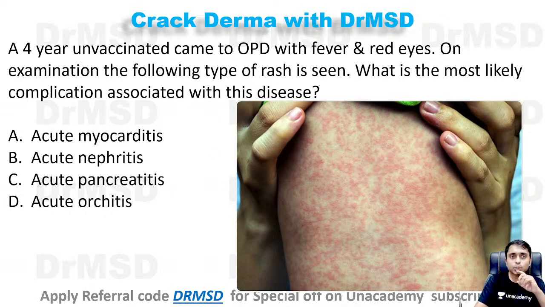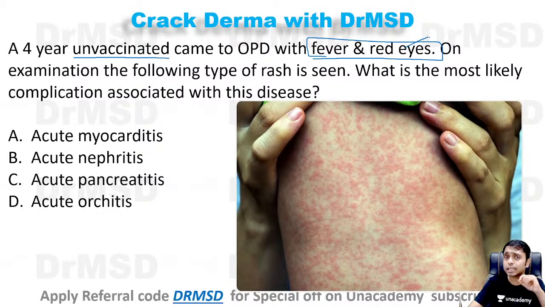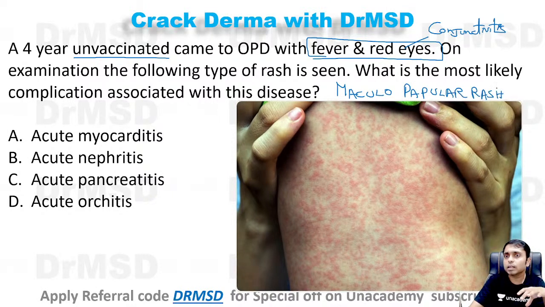So a 4-year-old unvaccinated child came to the OPD with fever and red eyes. So there is some mention of conjunctivitis. On examination, the following type of rash is seen, and you are able to see a maculopapular rash. Some macules and some papules are there, which are erythematous in color. If you see this kind of question where an unvaccinated child comes with fever, conjunctivitis and a maculopapular rash, most likely we need to think about measles.